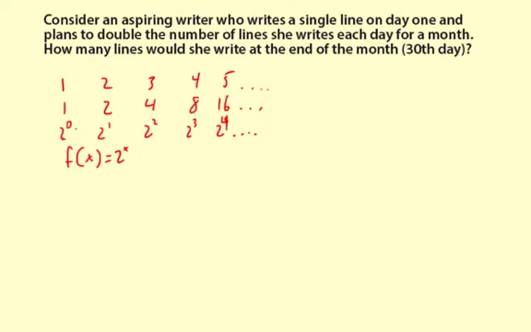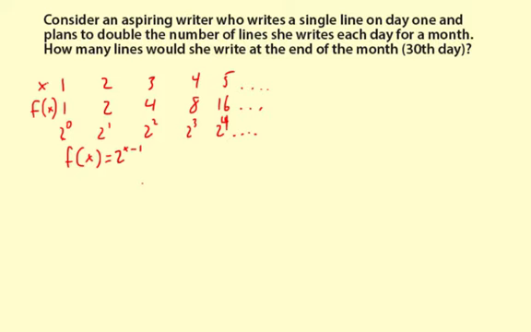So how does this translate into our model? Well, if you notice here, the exponent is 1 less than the input value x. So this is x, this is f of x. That means our model is f of x equals 2 to the x minus 1.